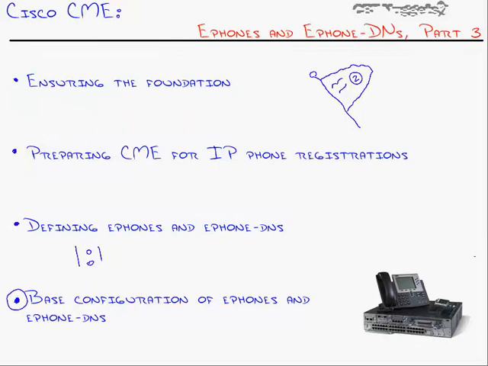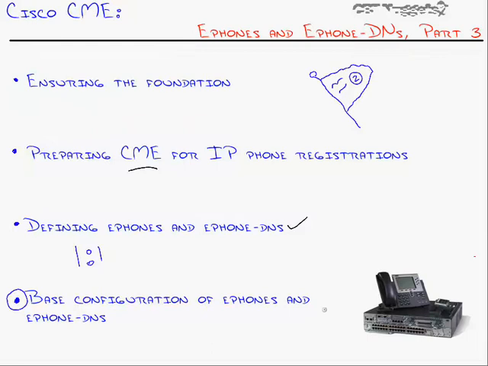So just to hit the highlights, we went through from the beginning, ensuring the foundation of how the phone boots and so on. We prepared CME for the IP phone registrations. Remember that we used the max ephones and max ephone DNs and IP source address commands so that it can receive and process the phone registrations. We then talked about what the ePhones and ePhone DNs were, talking a little bit about the matrix, creating these virtual phones, the digital representation of a physical phone. That's the matrix line for you there.